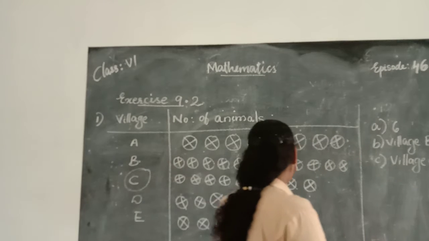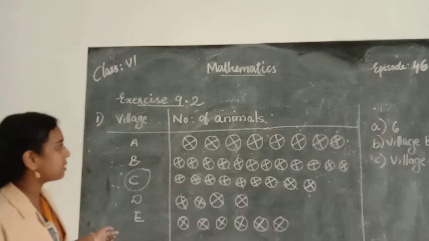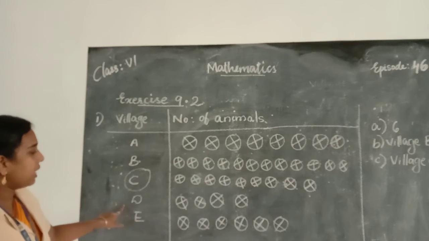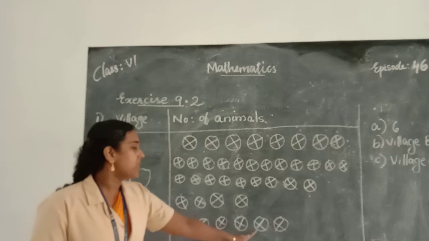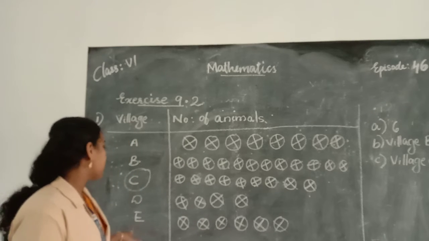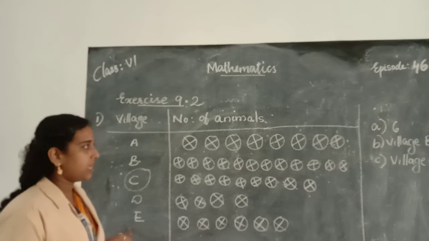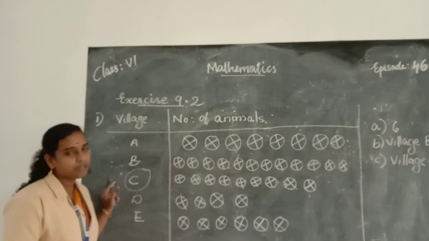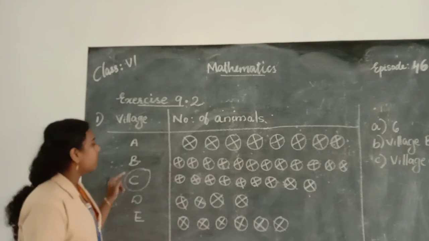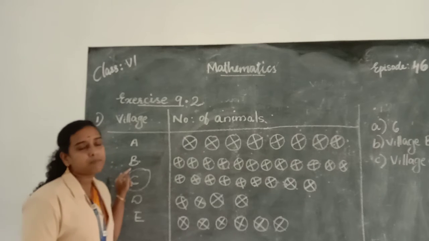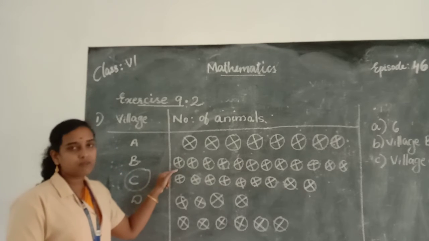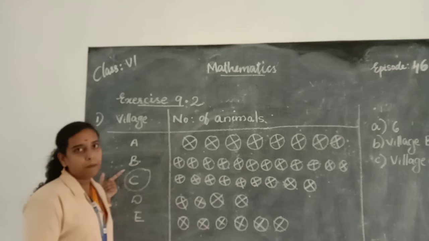So the first question: how many symbols were used to represent the animals present in village E? There are 6 symbols used to represent animals in village E. And the second question: which village has the maximum number of animals? Village B has the maximum number of animals, that is 120 animals.